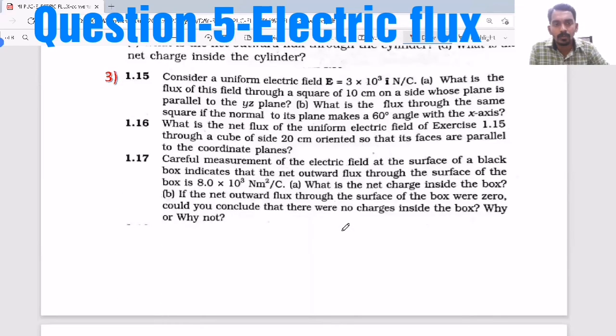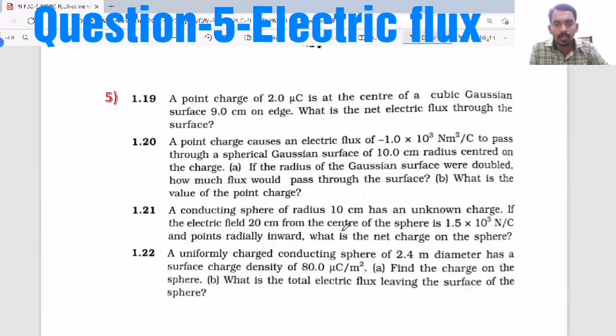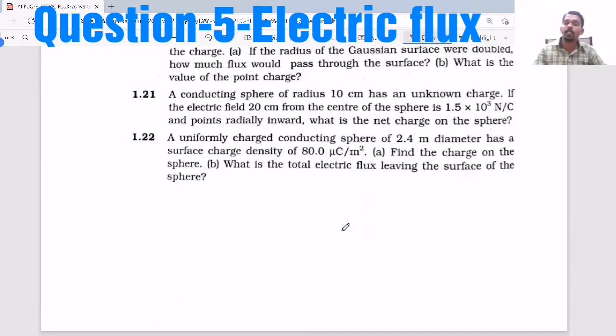So around 1, 2, 3, 4, 5, 6, 7, 8, 9, 10. 10 questions are there based on electric flux. So please try to solve each and every question. For any doubt, please ask me.